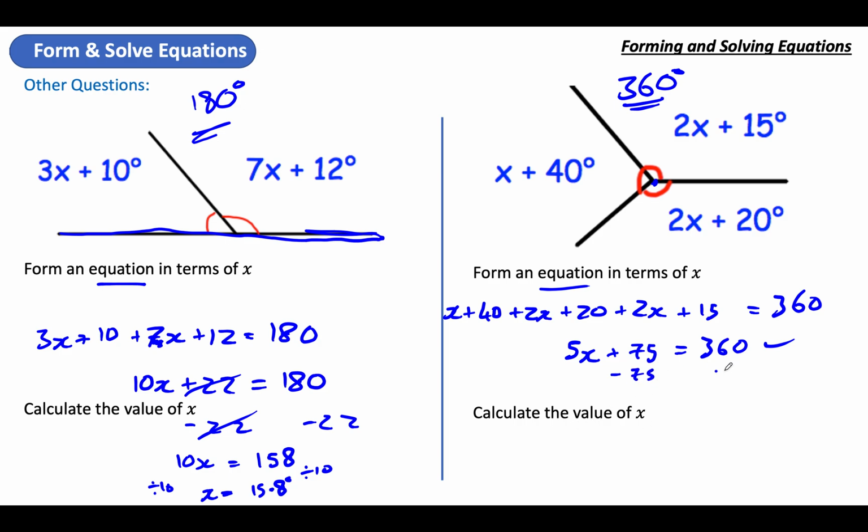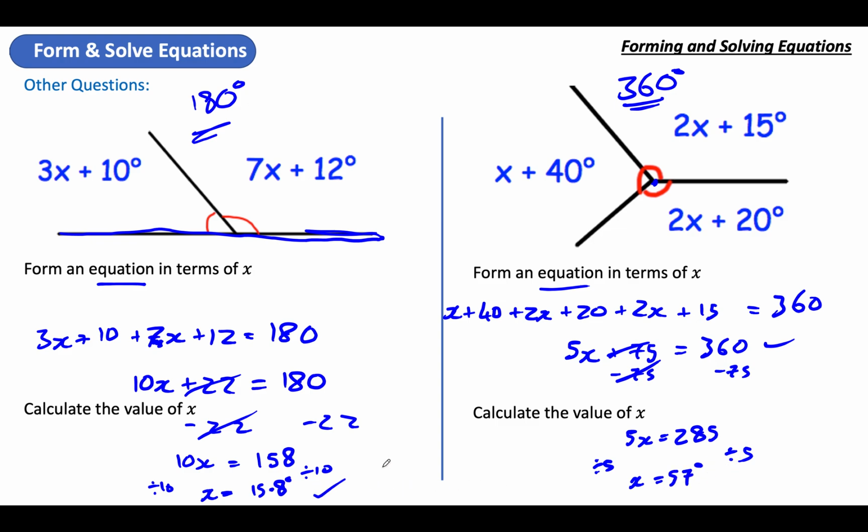Now calculate the value of x. Take away 75 from both sides. So 5x is on its own. 360 take away 75 is 285. Okay? And what's my next step? It is to, yes, Murphy, it is to divide by that number touching the letter, because I don't want 5x. I only want one of them. So you divide it by 5, which is 57 degrees.